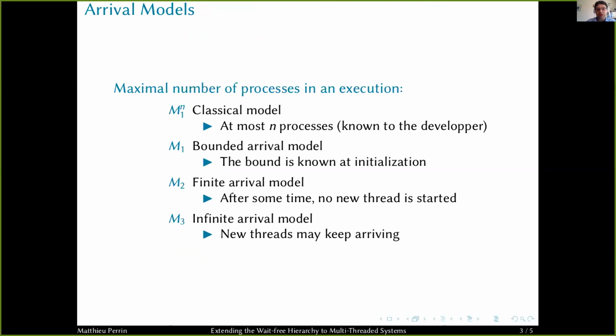Four arrival models were previously introduced that are composed of asynchronous processes that may arrive, leave, or crash during an execution. M1N is a classical model composed of N processes. M1 is a bounded arrival model where the bound is known to the processes, but it may change from one execution to another. M2 is the finite arrival model where processes stop arriving after some time. And M3 is the most general infinite arrival model that consists of, at each time, a finite number of threads, but there is no bound on the number of threads in an execution.